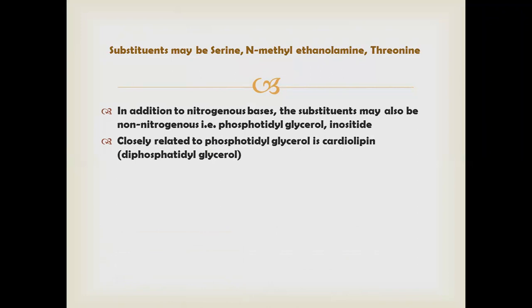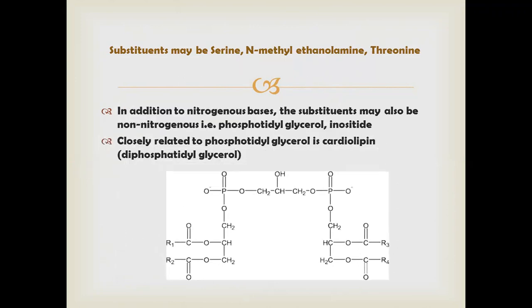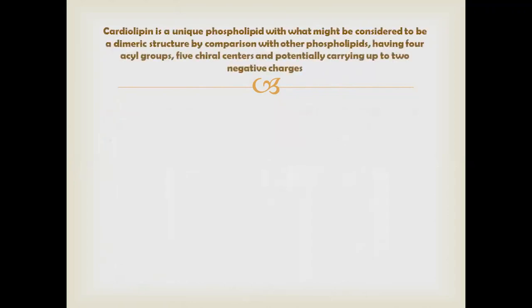Closely related to phosphatidyl glycerol is cardiolipin. कार्डियोलिपिन जो है इसको हम डाइफॉस्फोटाइडल ग्लिसरॉल भी बोलते हैं. This is the basic structure of cardiolipin and most commonly known as diphosphatidyl glycerol. ये है जी common structure of diphosphatidyl glycerol, जिसको हम कार्डियोलिपिन बोल रहे हैं.